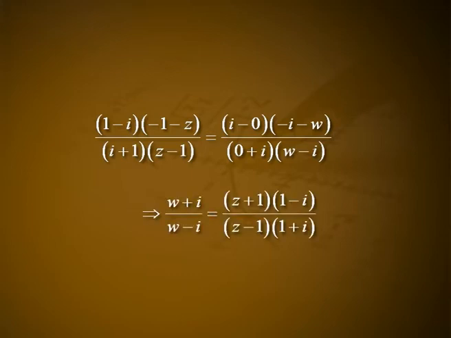Since the cross ratio remains unchanged under a bilinear transformation, (1 − i)(−1 − z)/((i + 1)(z − 1)) = (i − 0)(−i − w)/((0 + i)(w − i)), which implies (w + i)/(w − i) = (z + 1)(1 − i)/((z − 1)(1 + i)).